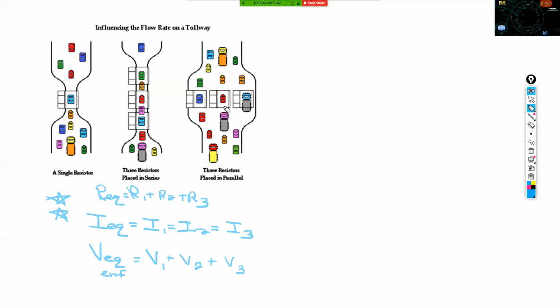Now, when you get a plaza, or in parallel, it's going to speed things up. And so the relationship's a little goofy. 1 over the equivalent is 1 over R1 plus 1 over R2 plus 1 over R3. So you add up the inverses, and then you have to take the inverse at the end to get your equivalent resistance. Now, if it's $9 to go to the turnpike, you're paying $9 in lane one, $9 in lane two, $9 in lane three.